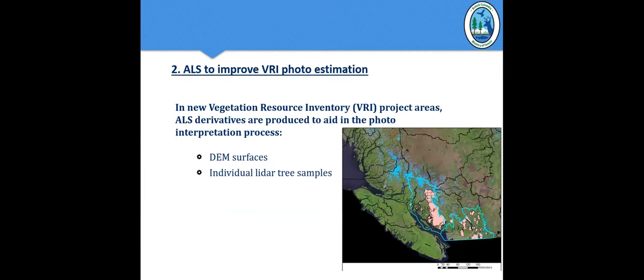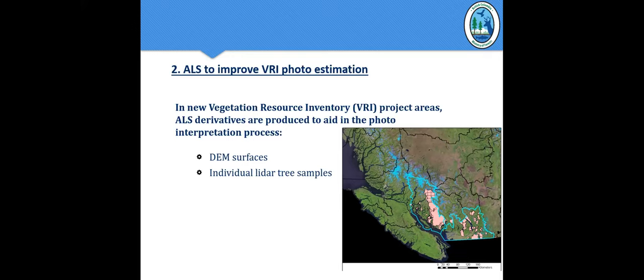So the second piece here is we obviously are still doing the photo estimated vegetation resource inventory across the province in certain areas. This is mainly due to lack of LiDAR coverage in most cases. A lot of our LiDAR coverage to date is piecemeal. As you can see in this graphic here, we have the two timber supply areas where we're working on this to try to use LiDAR to improve the VRI photo estimation. And we're doing this in kind of two phases.